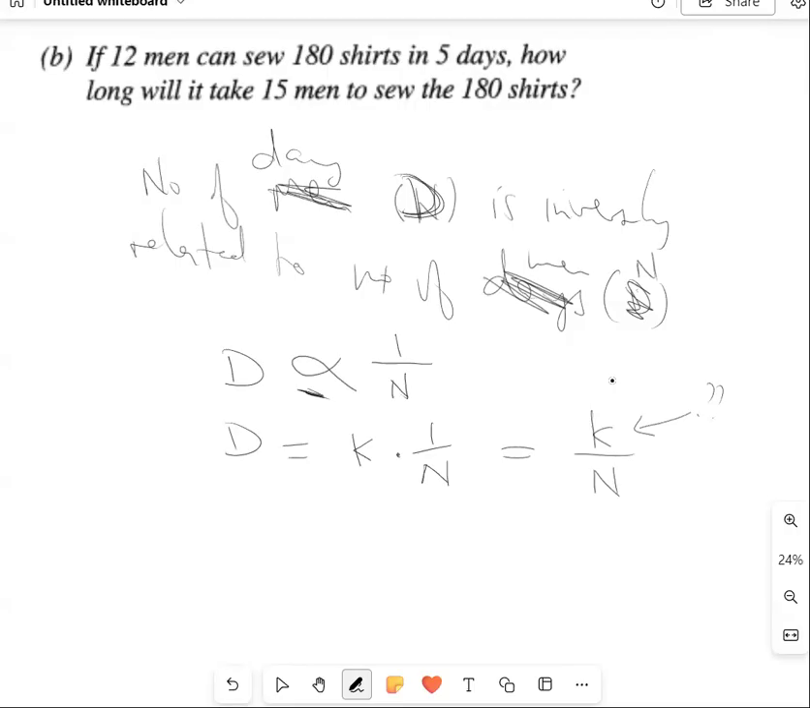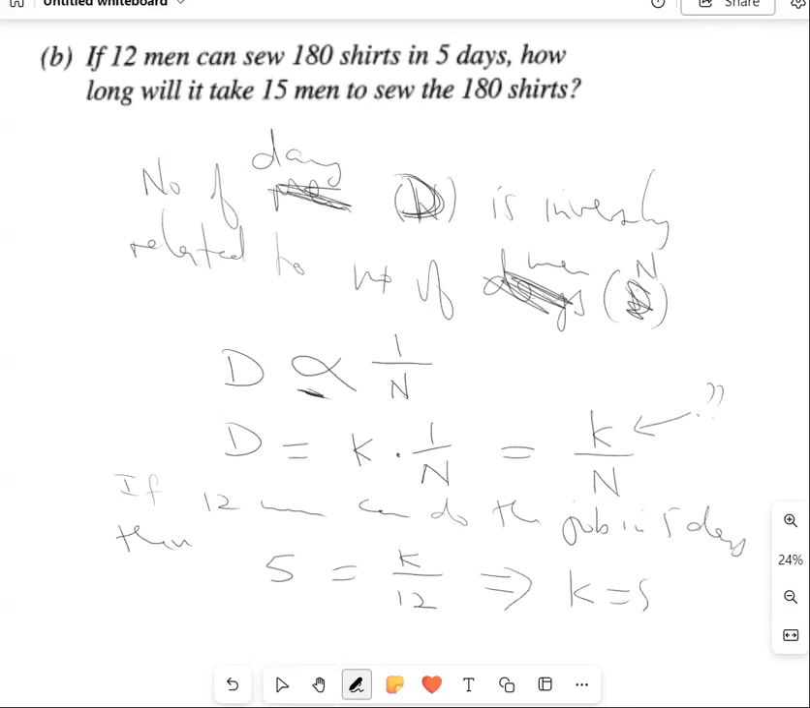So if 12 men can do a job in 5 years, then 5 is equal to k over 12, right? Are we good there? So from this, you're seeing that k would be equal to 5 multiplied by 12, which is 60.